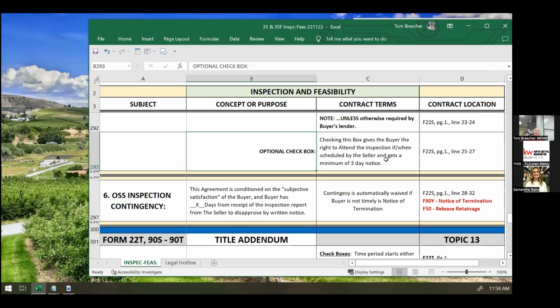And by the way, the seller has to give a minimum of 3 days notice. They can't say, oh, they're going to come today. The buyer has the right to have 3 days notice. And that's in this section right here of the contract.